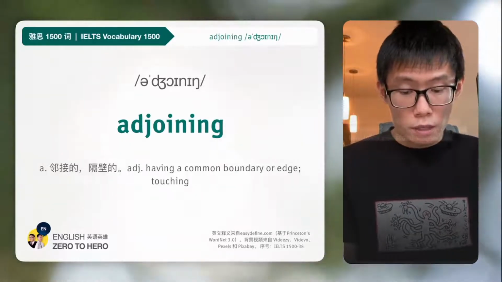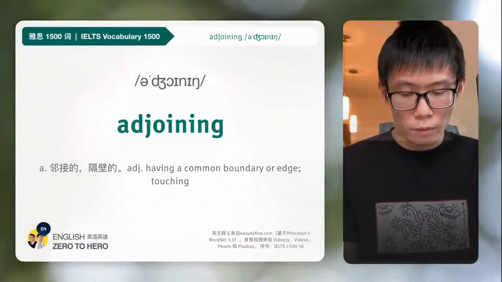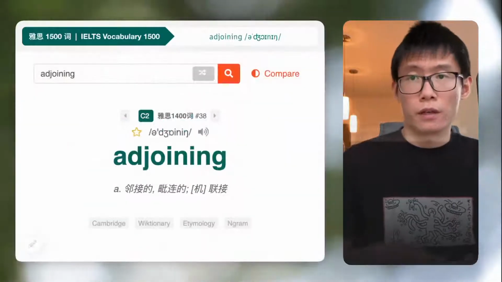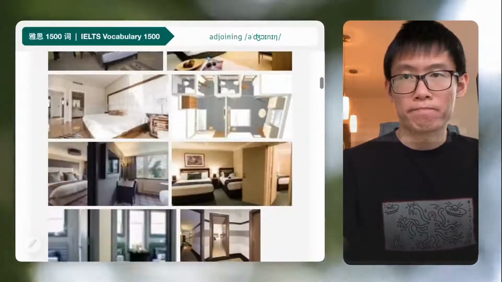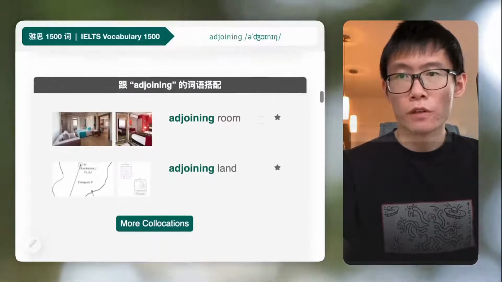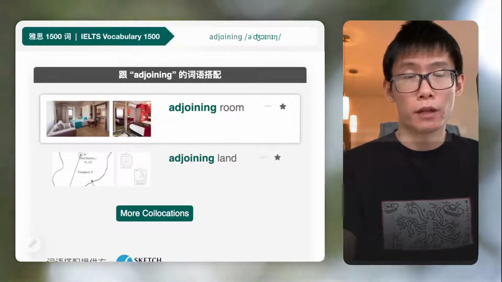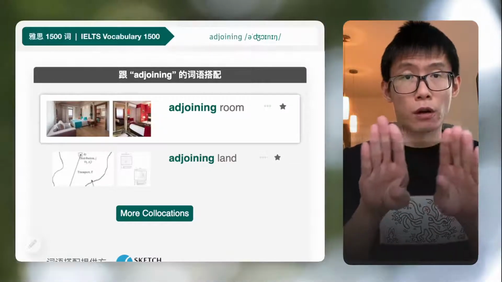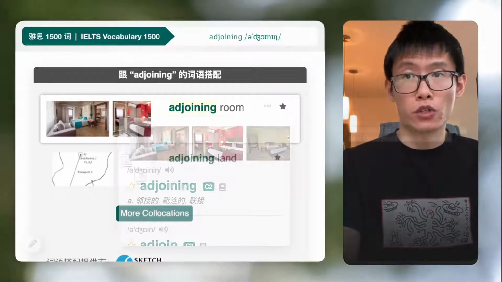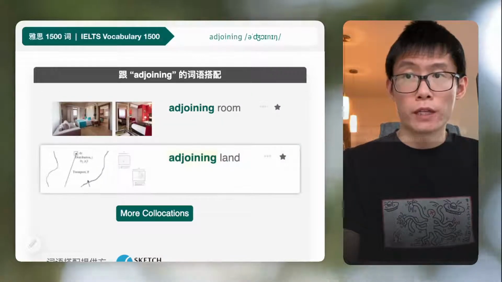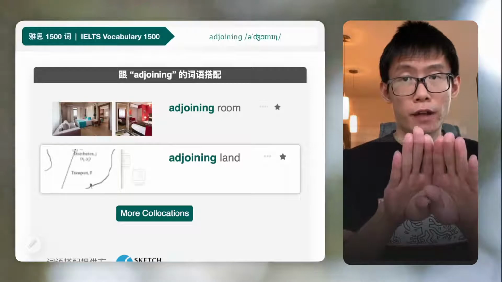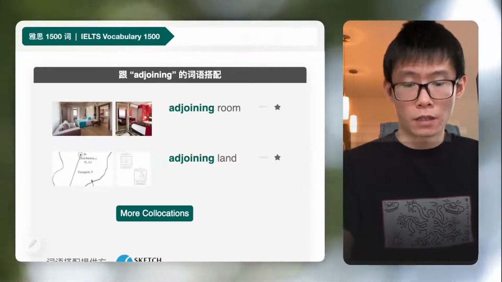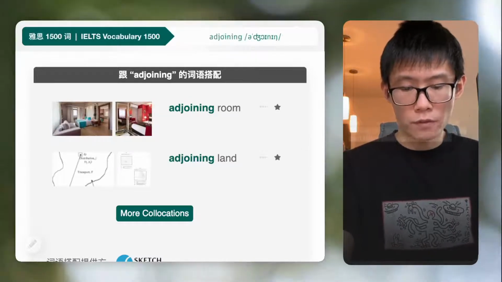So as we discussed before, the next word is adjoining. Adjoining is a lot more common than simply adjoin. Let's take a look at some examples. For example, we can have an adjoining room, that is a room next to another room. So the two rooms are adjacent. That's an adjoining room. Adjoining land, when you have two pieces of land that are next to each other, that's adjoining land. Let's take a look at some examples from TV shows.